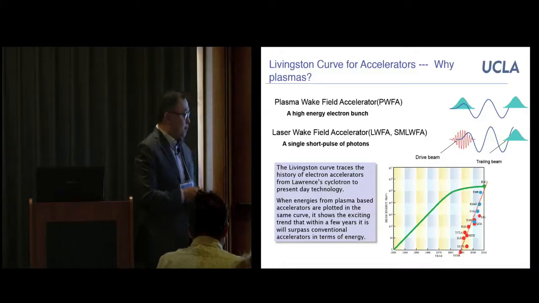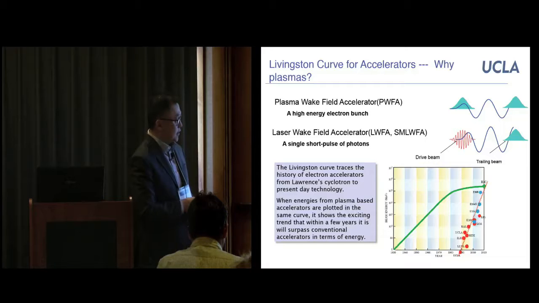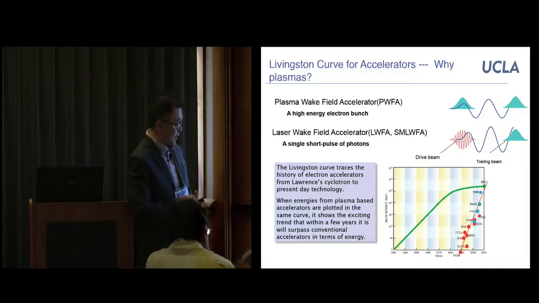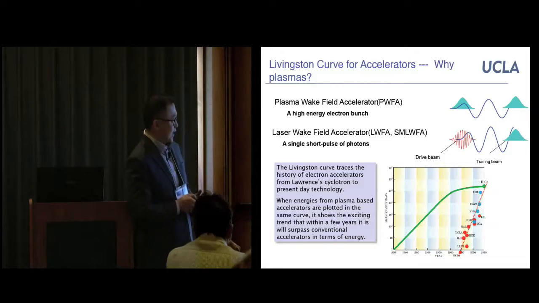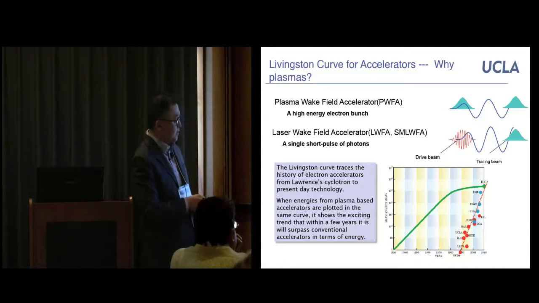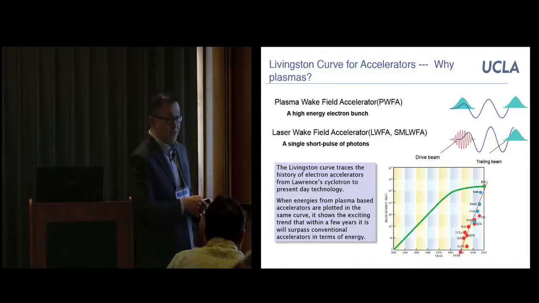The need to have plasma-based accelerators can be seen if you look at what's called the Livingston curve, which shows the highest energy achieved in accelerators as a function of time. The first accelerator was built around 1930 in Berkeley. It's the cyclotron built by Lawrence, and the Lawrence Livermore Lab is named after him. And you can see that it has enjoyed an exponential growth from 1930 all the way up until 1980, and at that point, the curve has saturated.